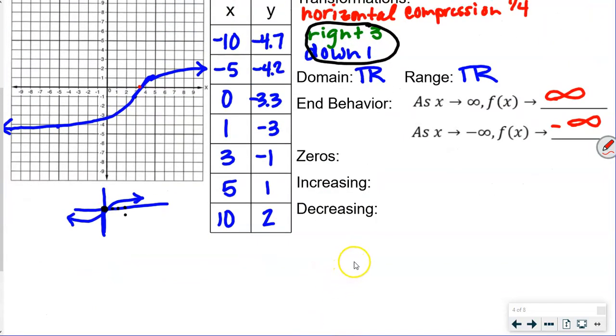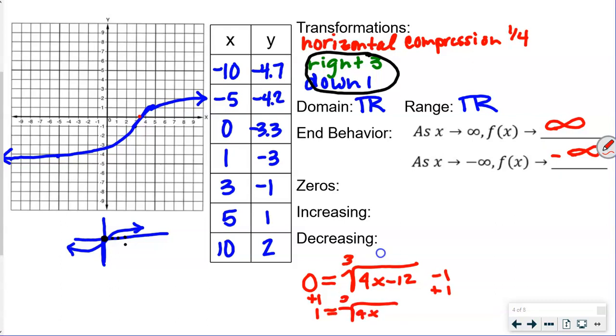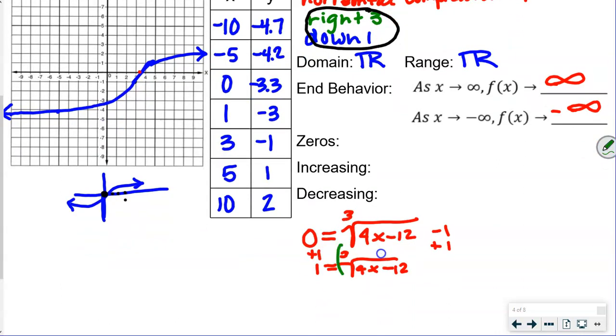Okay, so I'm going to do that down here. I'm going to set our equation, 0, equal to the cube root of 4x minus 12, minus 1. So I'm going to add 1 to both sides. It's going to be 1 equals the cube root of 4x minus 12. Now I'm going to cube both sides, because that's how I get rid of a cube root. That gives me 1 equal to 4x minus 12. So I'm going to add 12 to both sides, and that gives me 13 equals 4x.